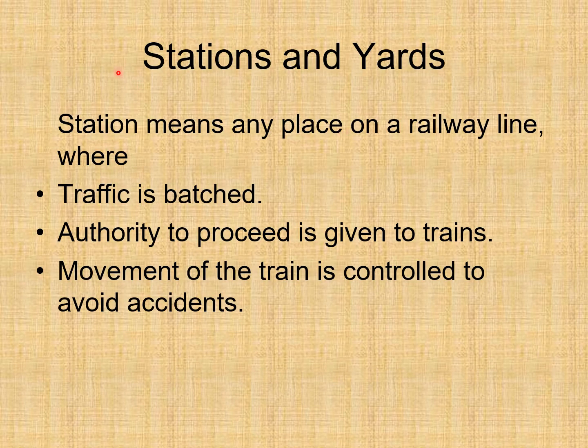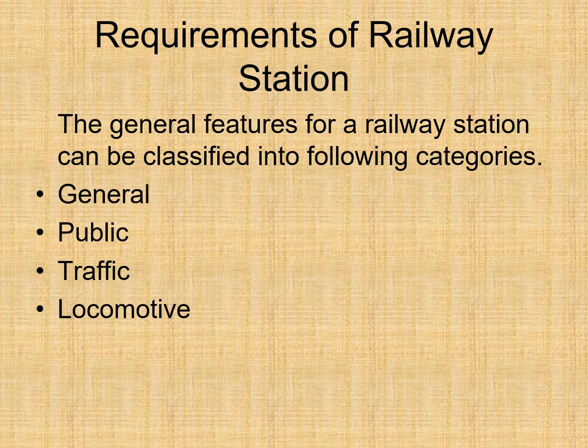Now we have reached the topic of stations and yards. Station means any place on a railway line where traffic is batched, authority to proceed is given to trains, and movement of the train is controlled to avoid accidents. Requirements of a railway station: the general features can be classified into the following categories: general, public, traffic, locomotive.